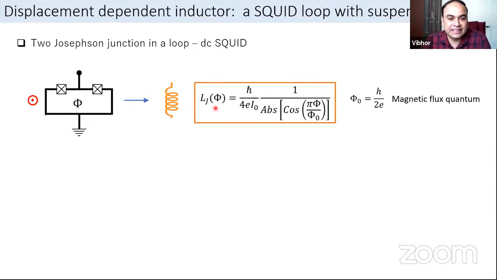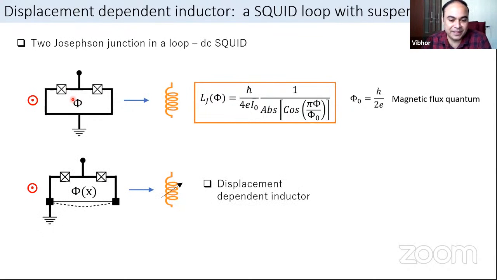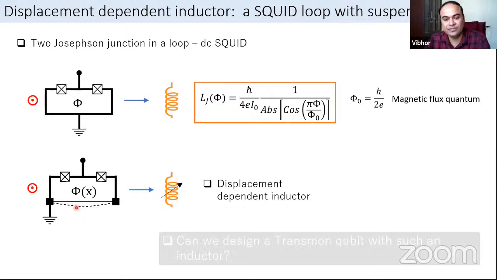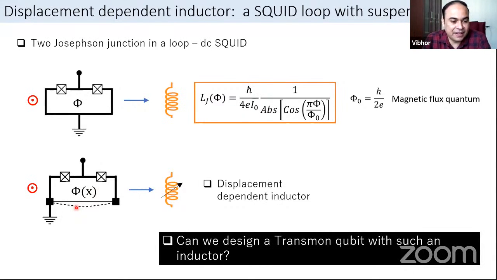So now that we see that inductance depends on the magnetic flux which is passing through this loop, it's easy to see how to make a displacement dependent inductor. What we do, we make one of the arms of this SQUID loop suspended, okay? Now the magnetic flux value passing through this loop will depend on the displacement of this wire, okay? And therefore the inductance value of this loop would get linked to the displacement of the wire, okay? So this is the way you can realize a displacement dependent inductor. Okay, so the next question we wanted to ask is, would it be possible to design a transmon qubit with such a displacement dependent inductor?